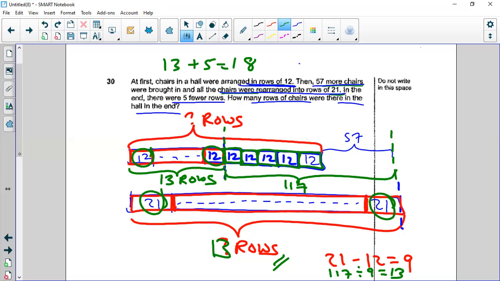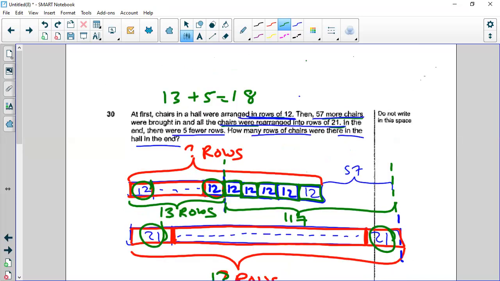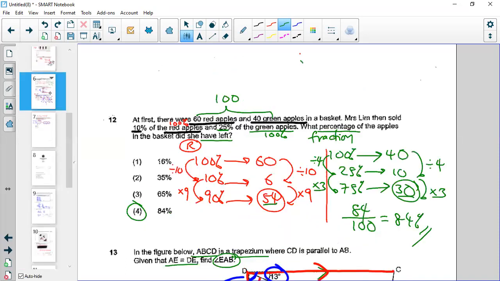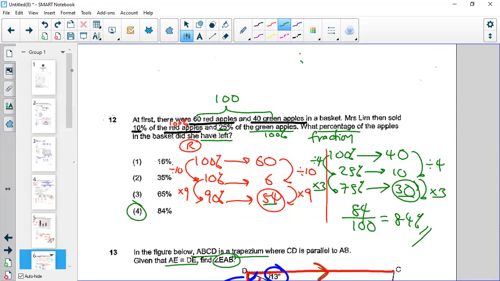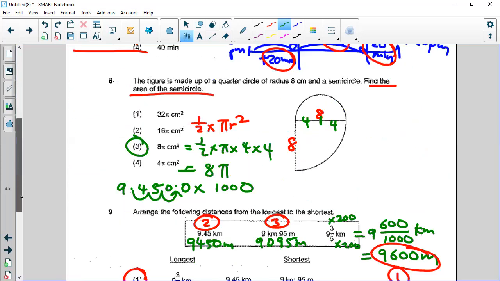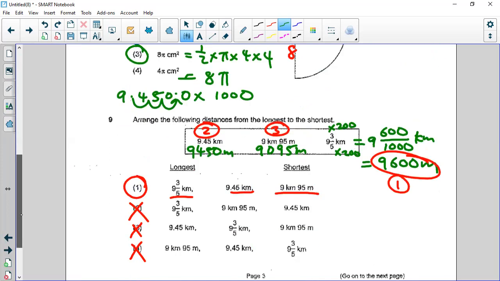Yvette, what is question 9? Why are we looking at question 9? Okay, question 9, what's the answer? Your answer should be number 1.